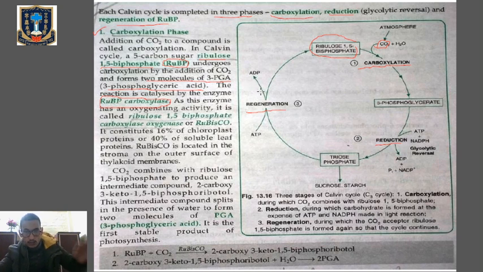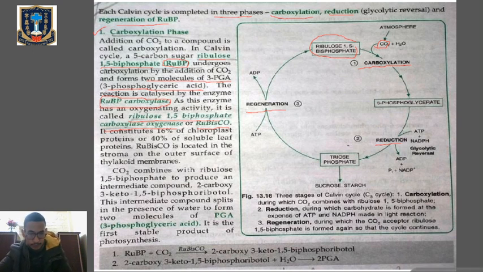Now since this RuBP carboxylase enzyme also has oxygenating activity, it is also called ribulose 1,5-bisphosphate carboxylase oxygenase, or in short, Rubisco. Since it has oxygenating activity, RuBP carboxylase is also called Rubisco, that means ribulose 1,5-bisphosphate carboxylase oxygenase. Clear? So let's see the reaction.